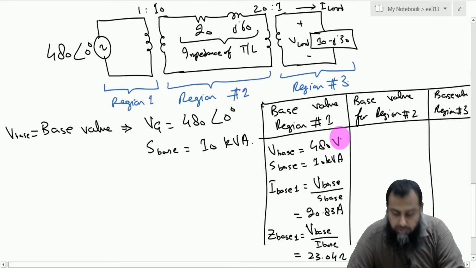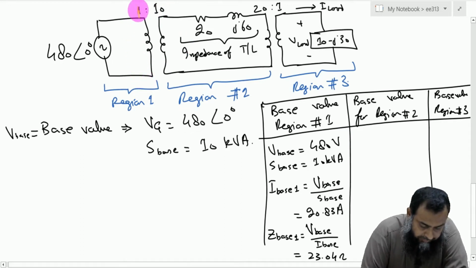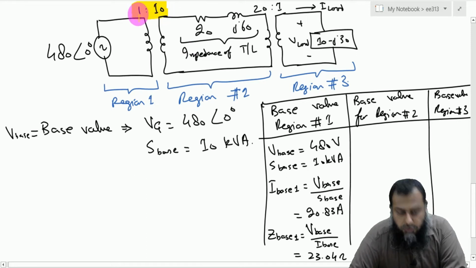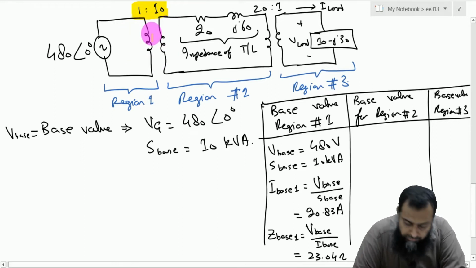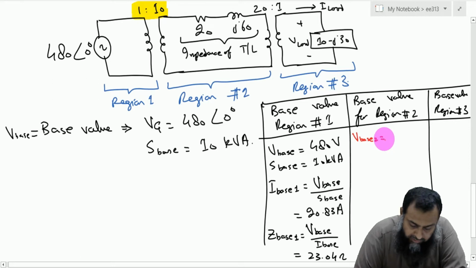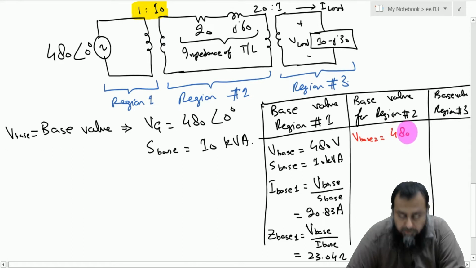So for the base values for region number 2. Now when we shift from region number 1 to region number 2, we cannot neglect the turn ratio here. This turn ratio has to be reflected on the secondary side, so that we can actually eliminate the transformer from the power system. If I do so, then V base 2 is to change, and V base 2 is actually greater than V base 1 because it is a step up transformer. So V base 2 becomes equal to 4800.